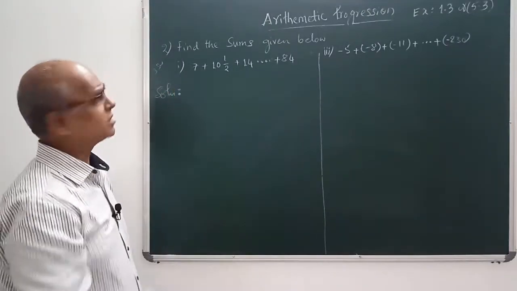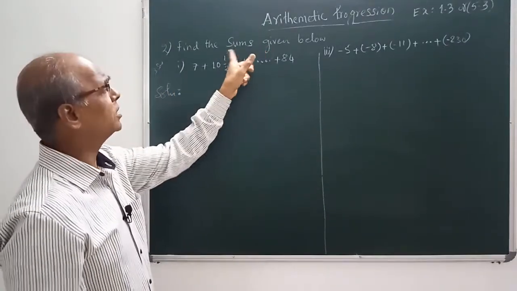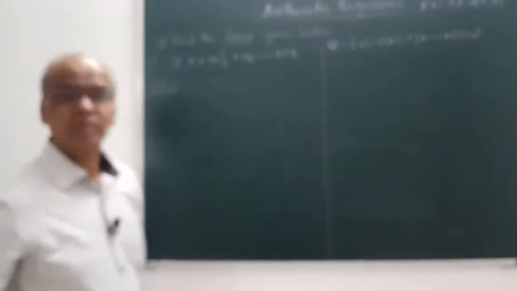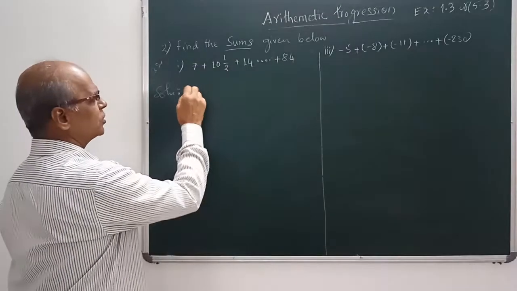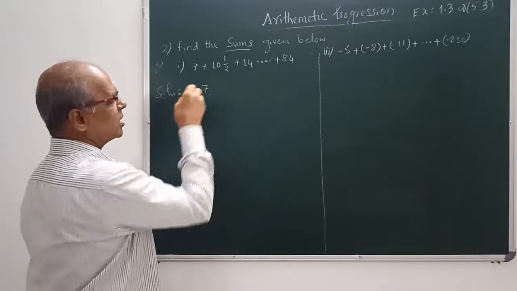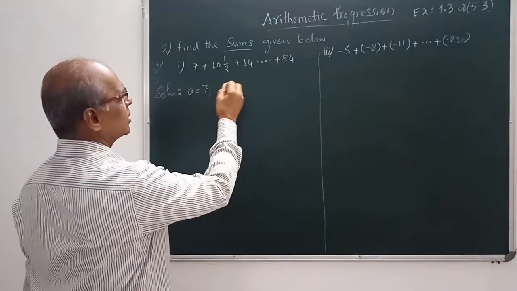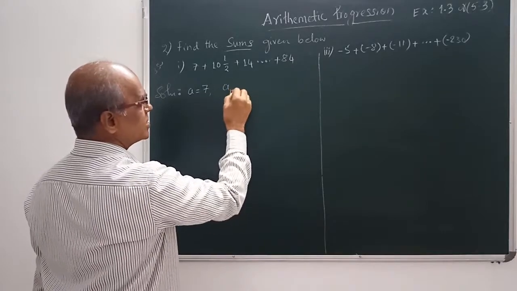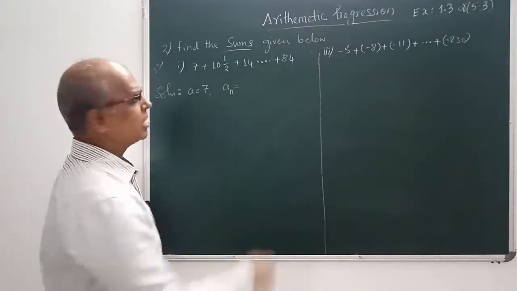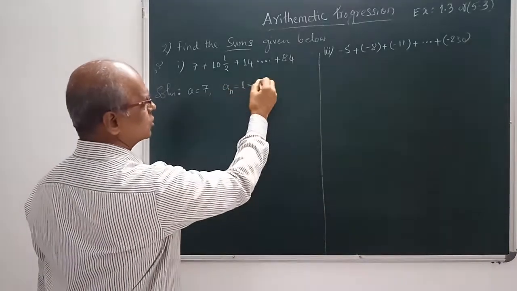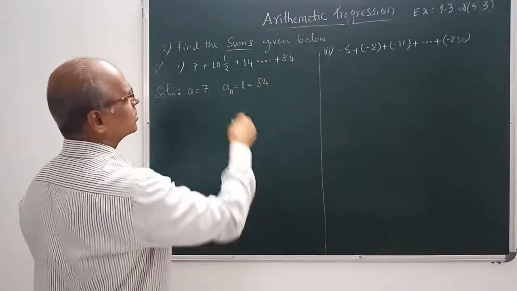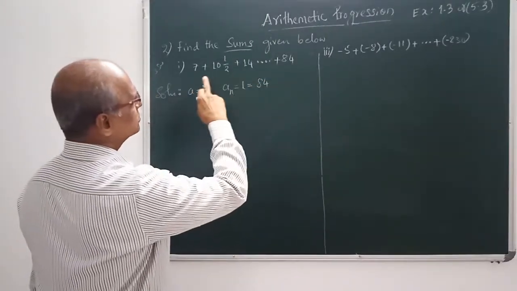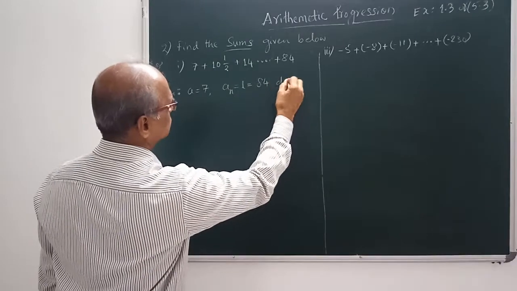What does the title say here? Sum. Again, you have to find the sum, that means Sn you have to find. So what is A here? A is 7. And what is this? You have to take it as An or L is equal to 84. Then D value you have to find out.